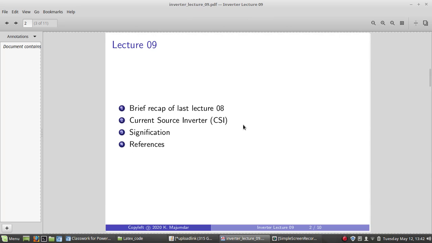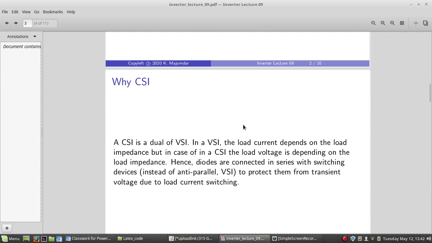Now, straightforward, the current source inverter. So far we have discussed different types of inverters, basically the voltage source inverter. This is a new category in our series, the current source inverter. The first question that arises in our mind is: why CSI? If you go through the literature survey, the CSI is the dual of the VSI.